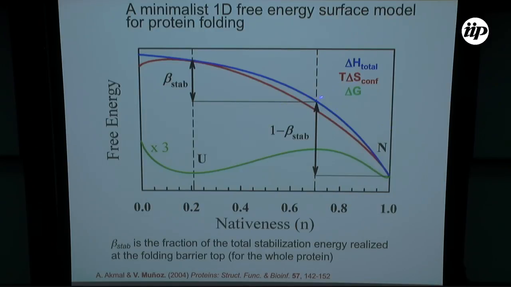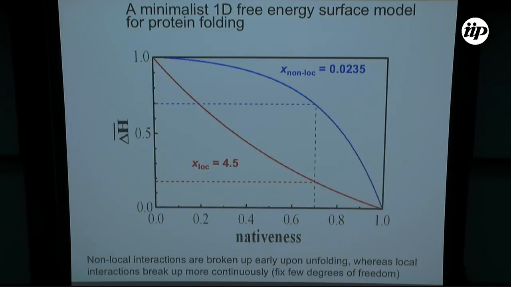Now, this function here, the blue, basically is coming from the sum of two different functions. One is for the non-local, which is steeper, and one that is the local one, which is broader. And this just has to do with the fact that when you have local interactions, you don't have to fix so many degrees of freedom. When you have non-local interactions, you fix many. So that means that the rate of breaking these interactions is much faster than this one when you're coming from the native state. Okay, so that's the idea.